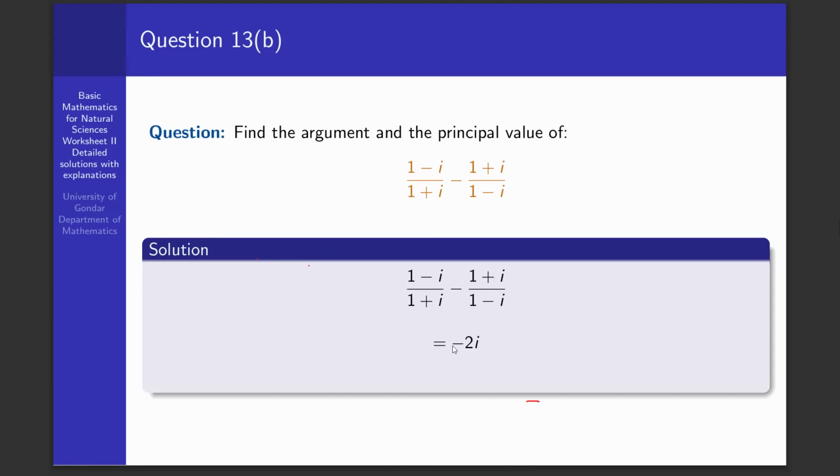tan inverse of negative 2 over 0, because the real part of this simplified form of this expression is 0. So the argument, that simply theta, could be negative pi over 2, which is a negative angle. So this could be approximated as negative 3.14 over 2, something like that. You can approximate it, or even we can put it like this in radian measure.